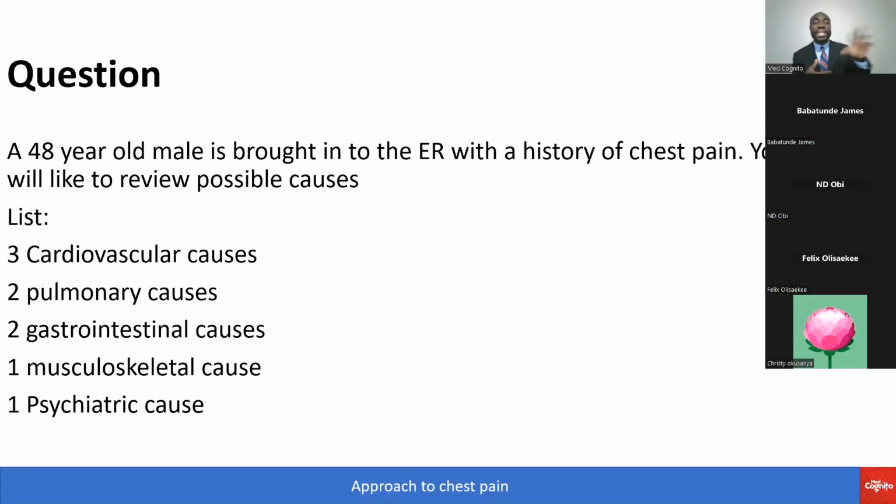So can you give me one gastrointestinal cause as well? GERD. GERD, beautiful. What about one musculoskeletal cause? Costochondritis. Costochondritis. What about one psychiatric cause? Panic attack.